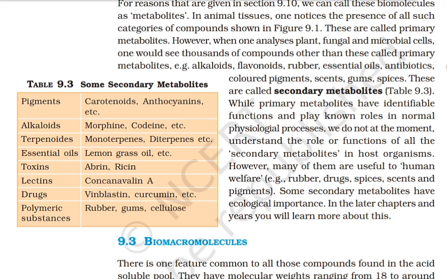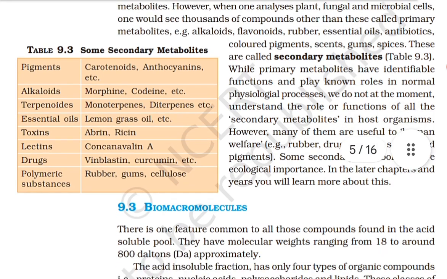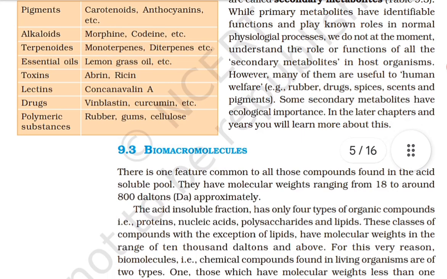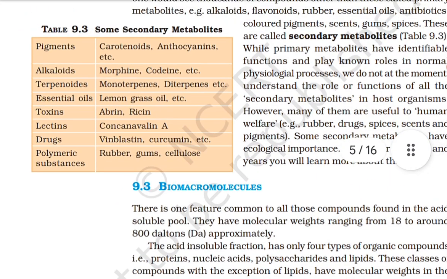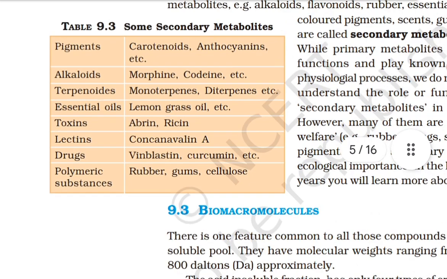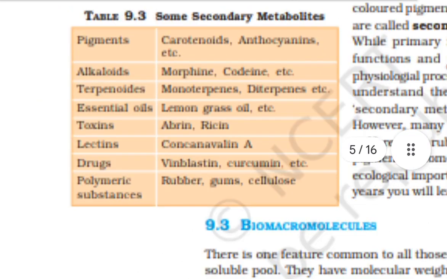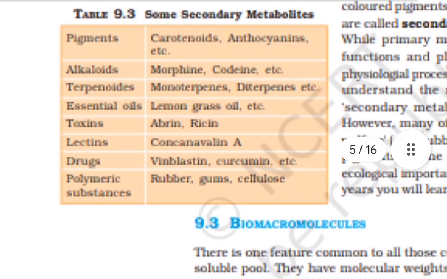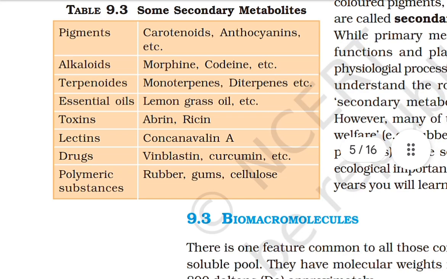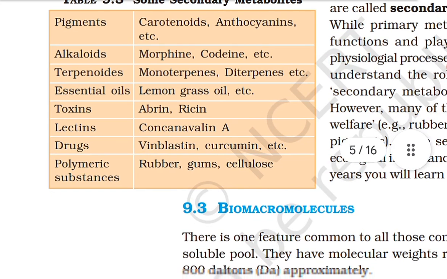Now next we are going to read is biomacromolecule. There is one feature common to all those compounds found in the acid soluble pool. They have molecular weight ranging from 18 to around 800 daltons approximately. The acid insoluble fraction has only 4 types of organic compound, that is protein, nucleic acid, polysaccharide and lipid.